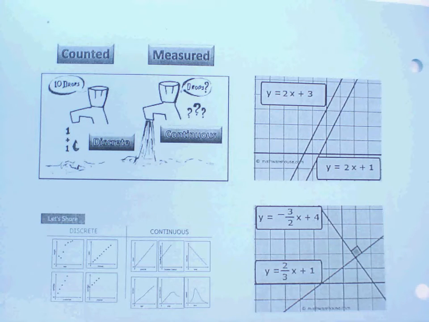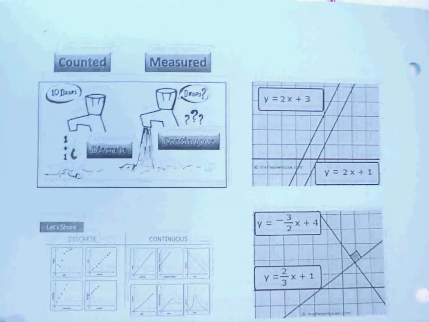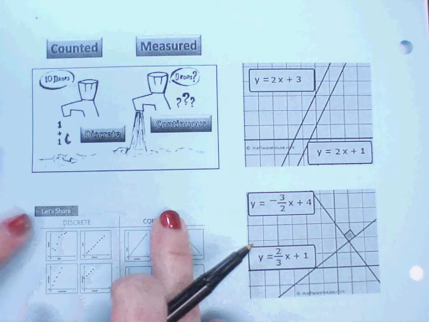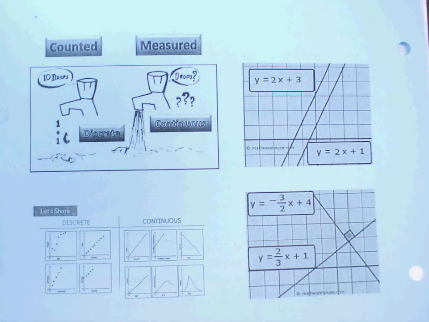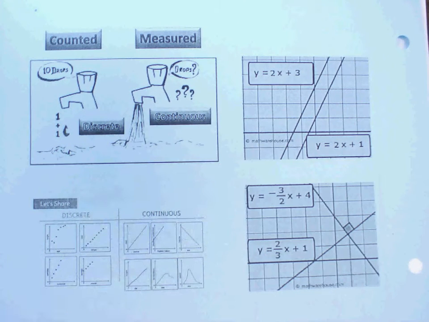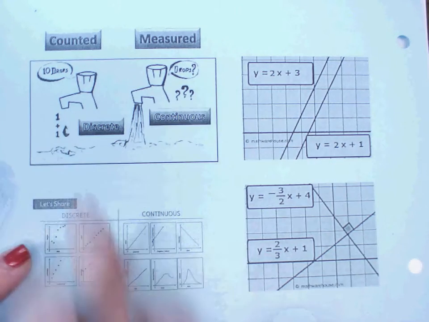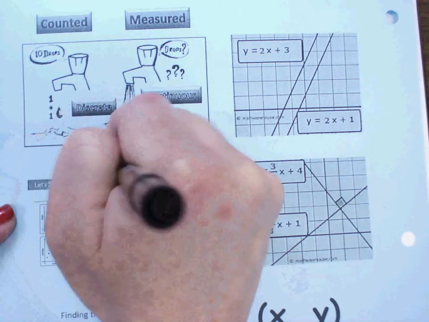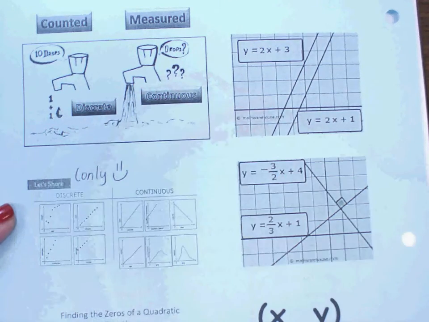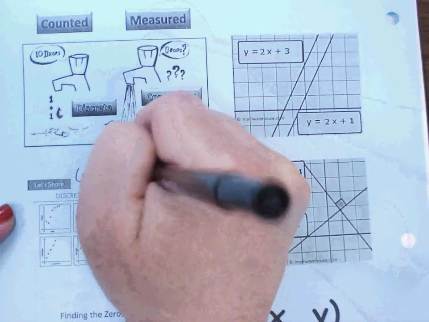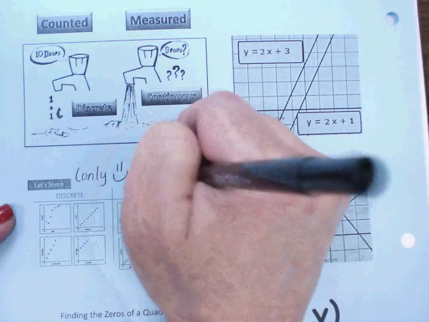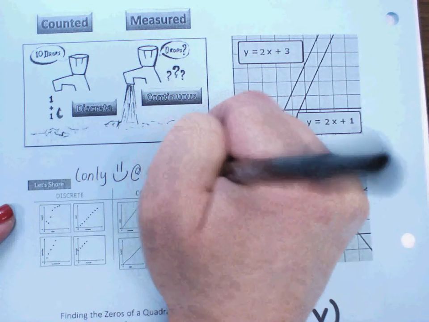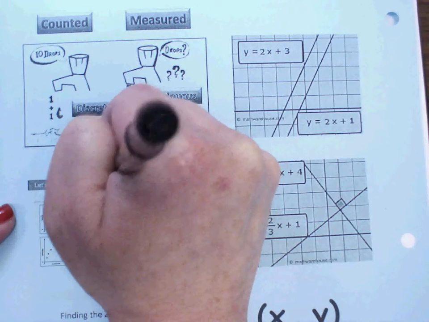This is what we need to add. For discrete and continuous, to figure out if a function is discrete or continuous, you only need to look at the domain. So let's add that in. Only look at the domain. Maybe I should put some big eyes.